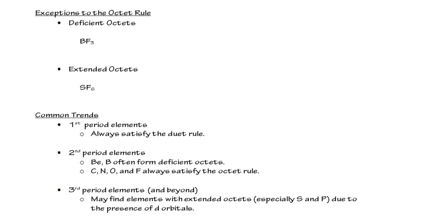Now, the other thing that we want to look at in this video is exceptions to the octet rule. In the last one, we looked at Lewis structures that really did all follow the octet rule. We wanted to make sure we gave all atoms an octet using the correct amount of valence electrons. There are some atoms that don't need an octet. They might be stable with less than an octet, and we call them deficient octets.